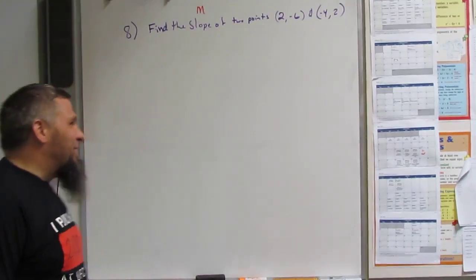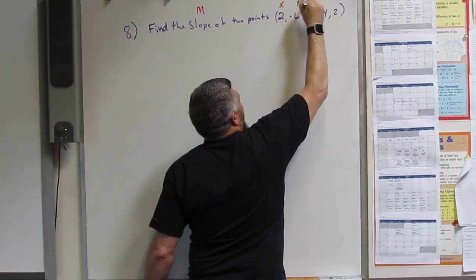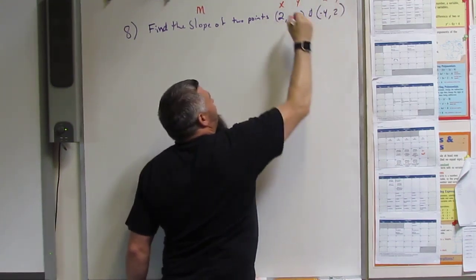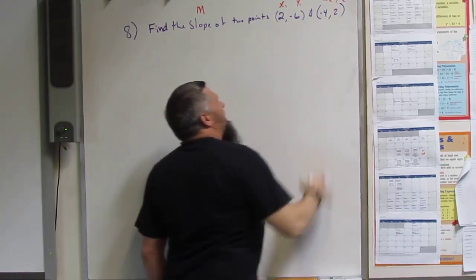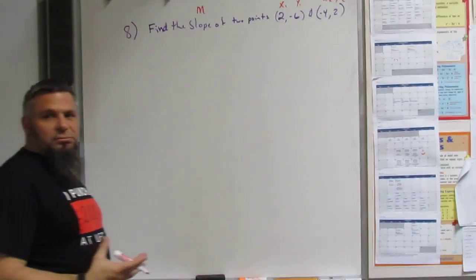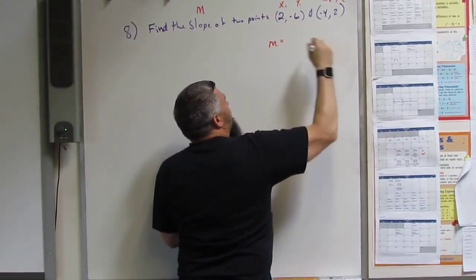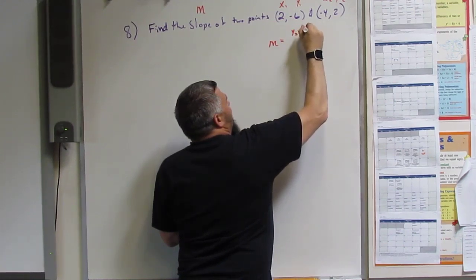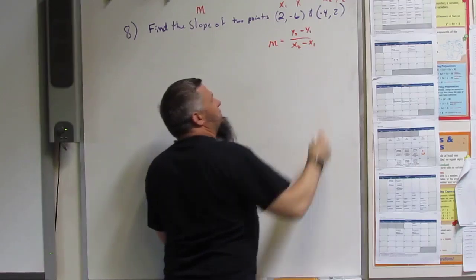Alright. So remember, this is x, this is y, this is x, this is y, right? But this is the first one and this is the second one, right? And they give you that convoluted equation for slope. Slope is equal to y sub 2 minus y sub 1 over x sub 2 minus x sub 1.